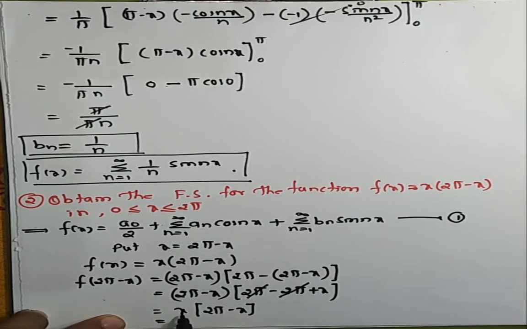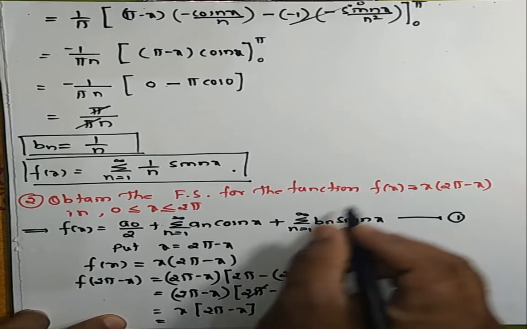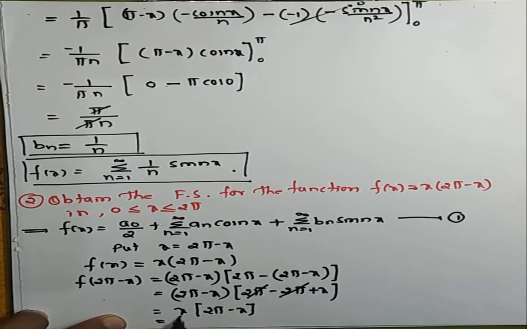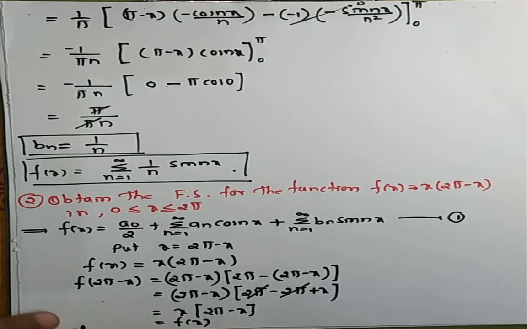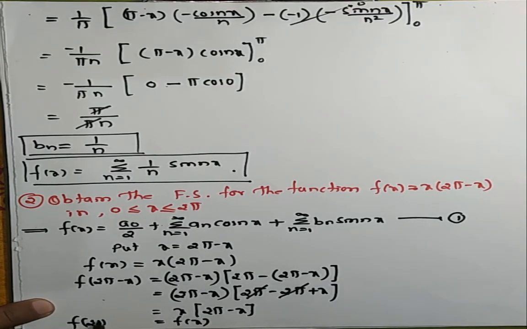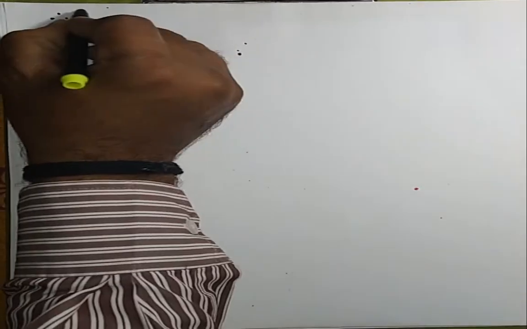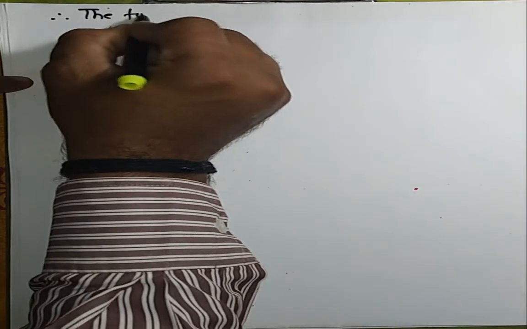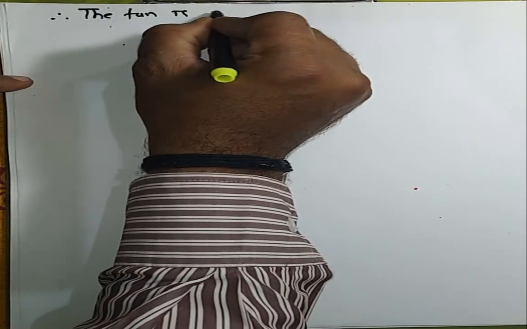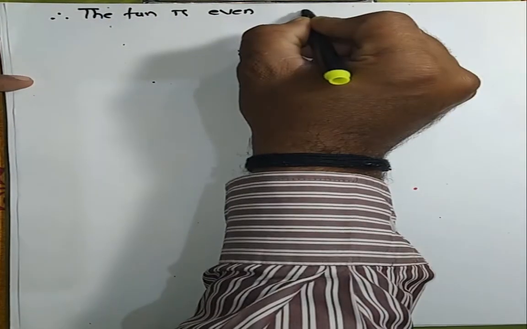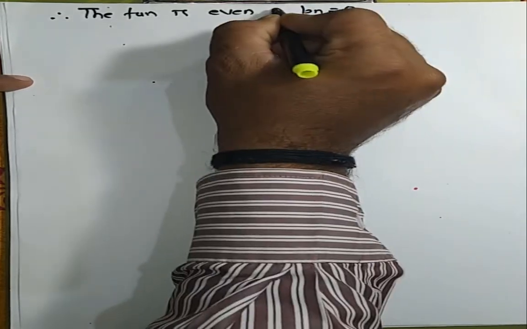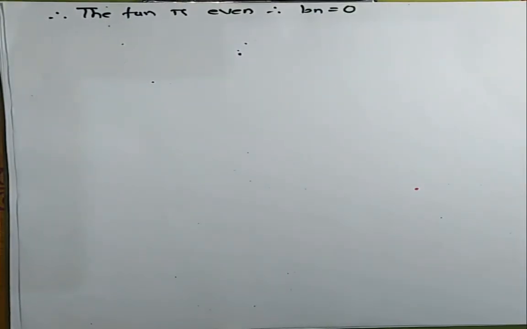Okay, now you observe x into 2 pi minus x is nothing but what? Again f of x. So it becomes plus f of x. So if you substitute 2 pi minus x, you get plus f of x, therefore the function is even. If the function is even, bn becomes 0. Therefore bn becomes 0. You need to find a naught and an.